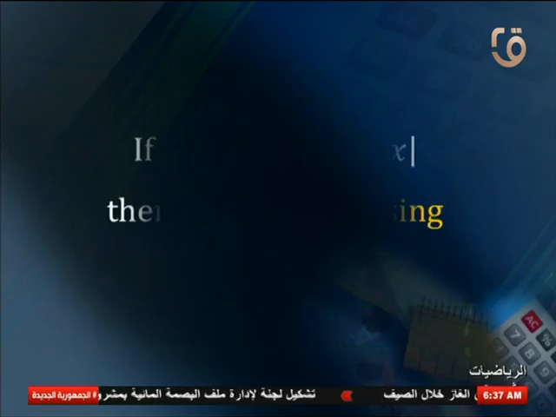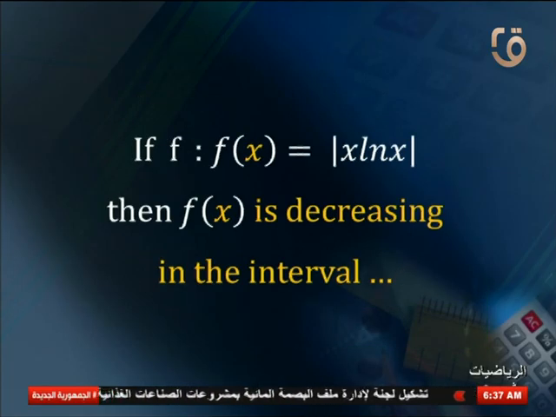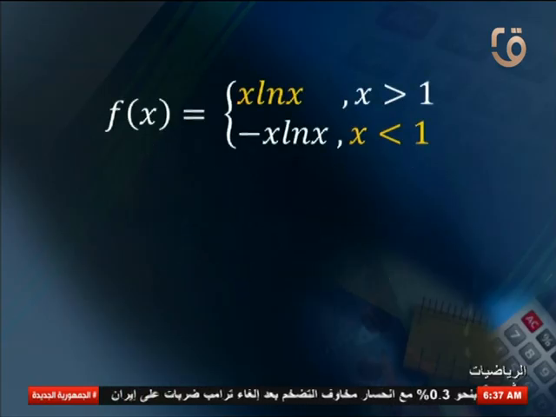Now we move to another example. If we have the function f of x equals absolute x ln x, then f of x is decreasing in the interval. From the behavior of functions, my dear student, we have decreasing, increasing, constant. In this case, we have absolute x ln x. What is the required? The required decreasing interval. Look at, choose the correct answer.